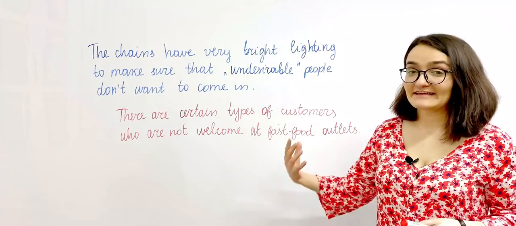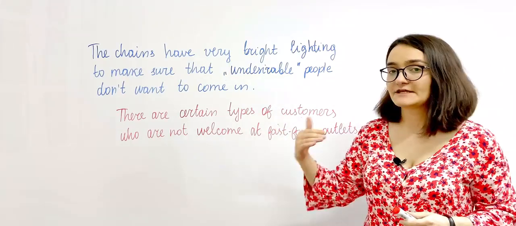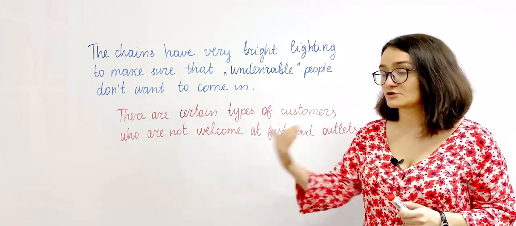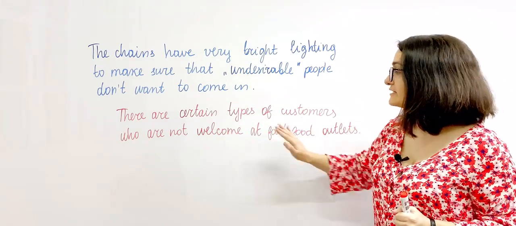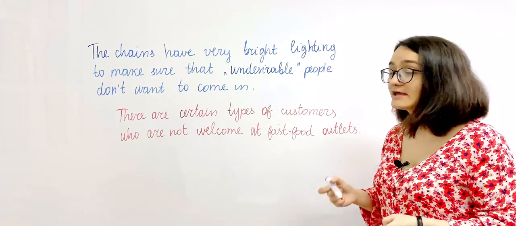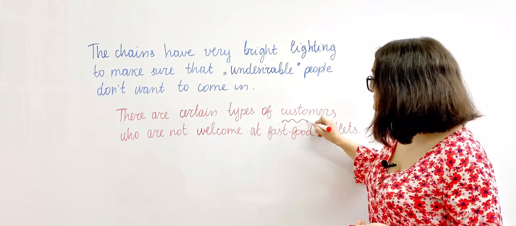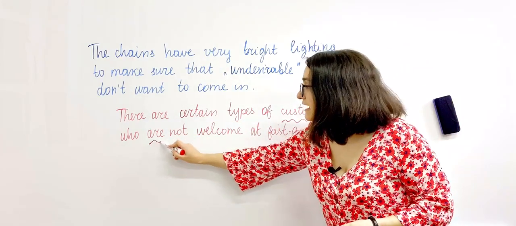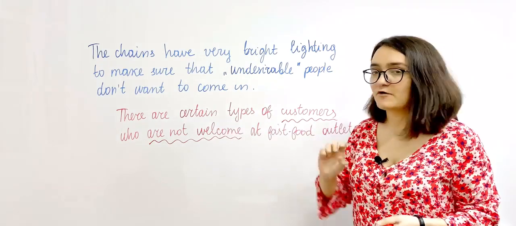Now let's look at another example. And as you see, this is our question. The first thing we should do is to look at the question and find our keyword or keywords. There are certain types of customers who are not welcome at fast food outlets. We read our question and then we have to find the keywords. And here our keyword I think is firstly customers, and secondly we should underline not welcome. Mainly we have to focus on this part.